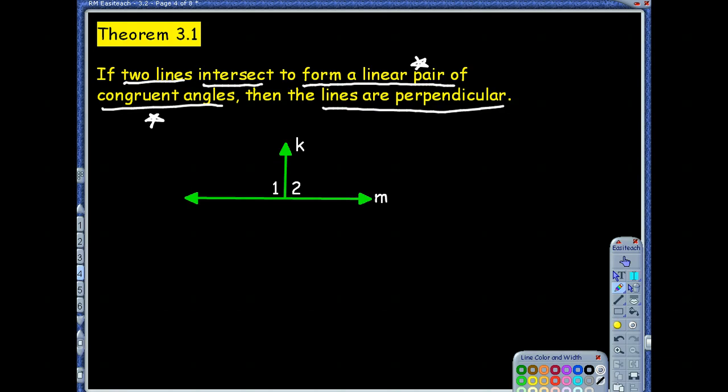This is a very specific case. That's why we don't use it a ton. But just realize that when we've got a linear pair of congruent angles, those lines will be perpendicular. And if I was to use this as a reason in a proof, that might be what I said: linear pair of congruent angles, perpendicular lines, something of that nature, just kind of explaining it in words.